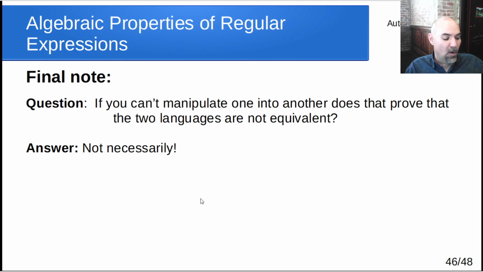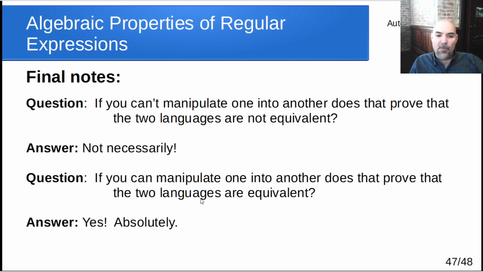Now, if you can manipulate one and have it be like A plus on one side and A star on the other, and you've done legitimate manipulations, then yes, that proves they're not equivalent. But just because you can't do it doesn't mean that it can't be done. So in other words, it's difficult to prove that the two languages are not equivalent, but you can prove that they are equivalent. If you can manipulate one into another, does that prove that the two languages are equivalent? Yes, absolutely, as long as you applied those algebraic properties in an appropriate way.